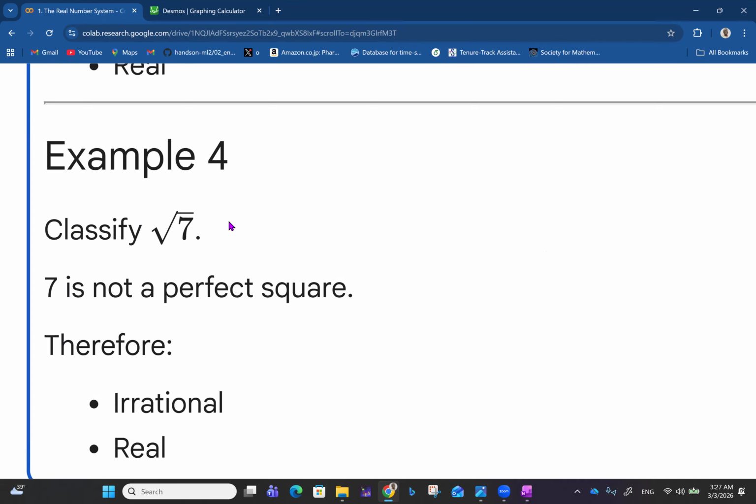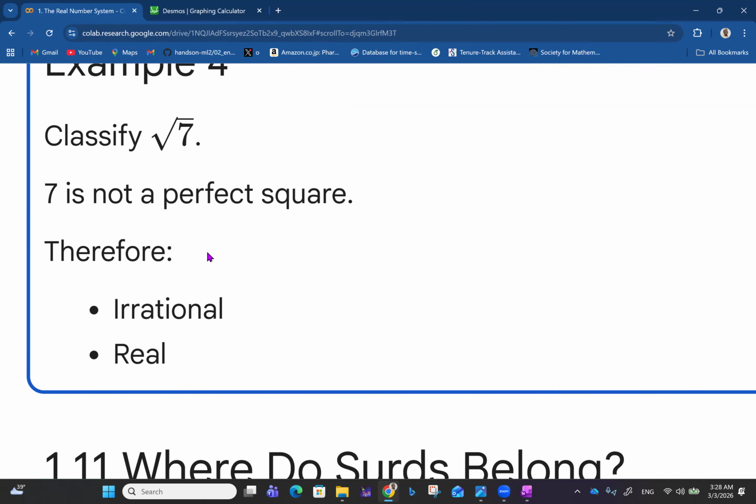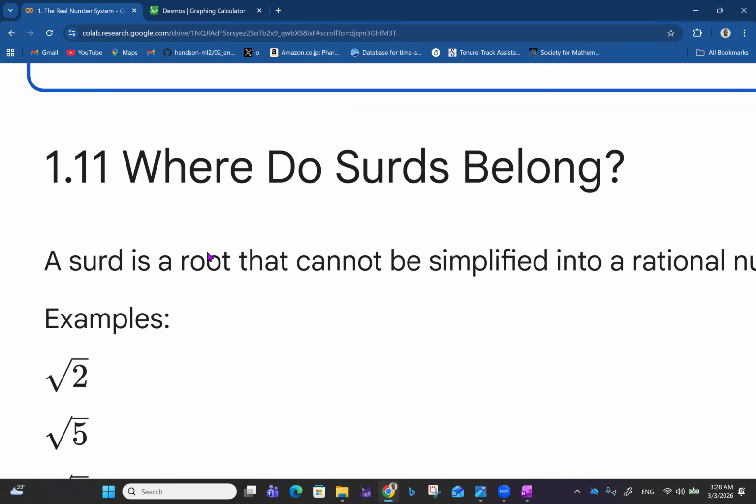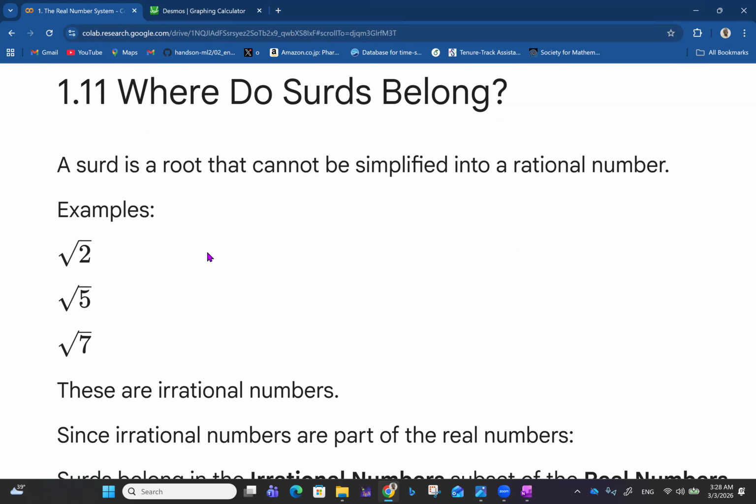Okay? All real numbers are rational or irrational. So all irrational numbers are real too, you know. Therefore, it is irrational and it is real. And because 7 is not a perfect square, the square root is not going to give you a whole number. So you say that that is an irrational number, which is automatically real, right?